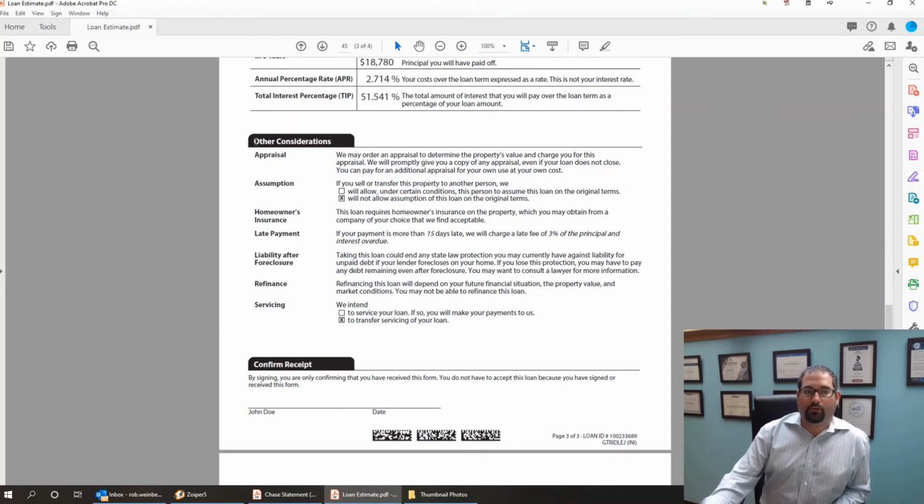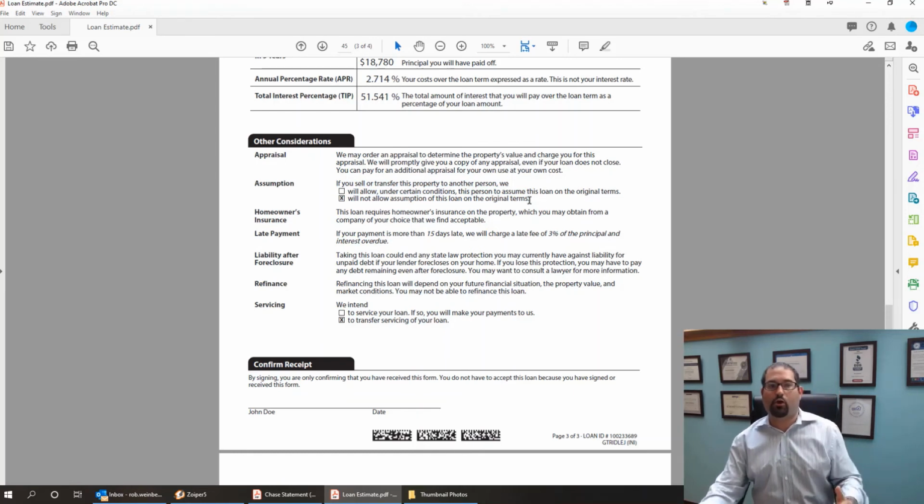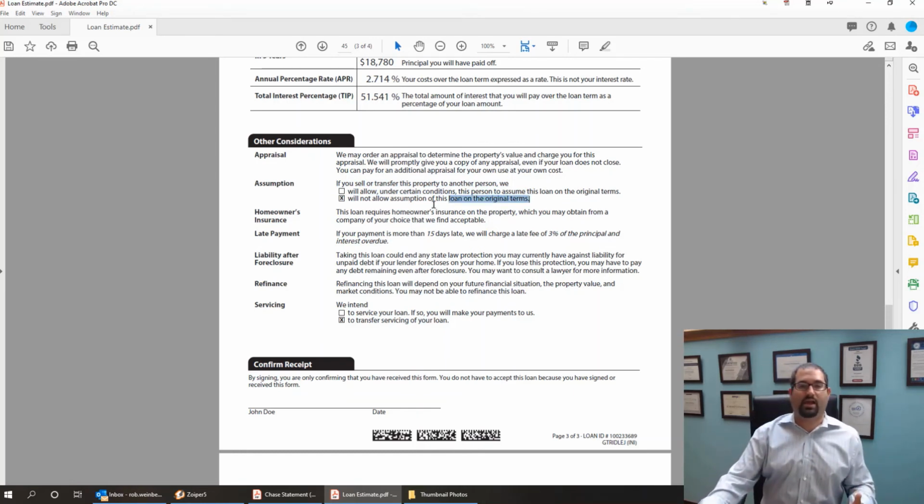All right? Other considerations. Ordering an appraisal, it talks about here. If your loan can be assumed or not, meaning someone taking over. Most of the loans that are made today cannot be assumed. It's required that you have homeowners insurance. If your payment's more than 15 days late, there'll be a late fee. Every state is different. This will show you how much the late fee will be.